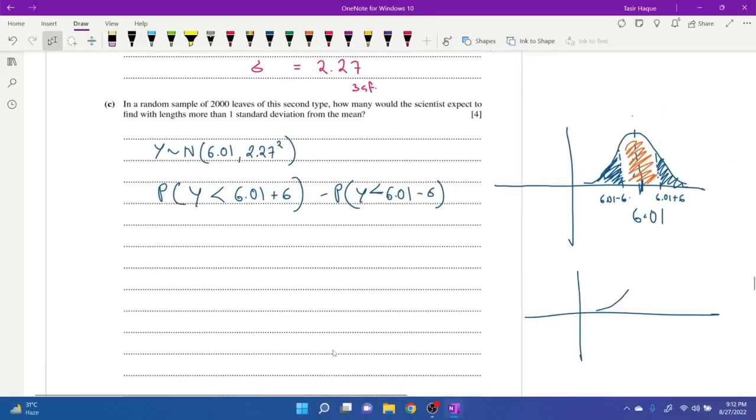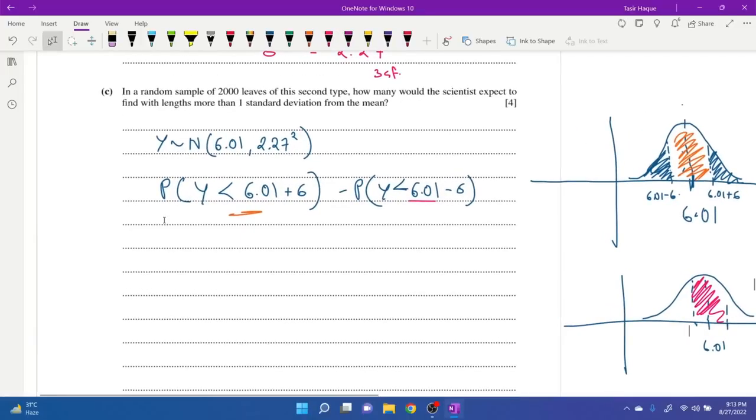Basically, if this is the diagram and this is 6.01 and these are our two ends, the first one, over here, is this area, and the second one over here is this area. So if I subtract that, I'm going to get the orange area in between, which is this basically. Okay. But do we need this pink area in between? We actually need the area that's outside over here. The blue area is shaded over here, right?